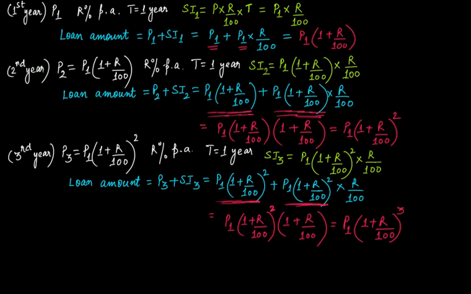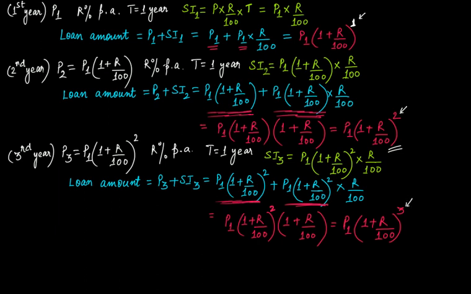Okay, so there is a trend. What is the trend? For the first year, you can write it as this one, with power 1. This means that if you solve it, you get back P1 multiplied by (1 plus R by 100) only. So for the first year, this is the amount at the end of 1 year. At the end of the second year, this is the loan amount, that is you have 2 here. For the first year, you have 1. For the second year, you have 2. For the third year, you have 3.